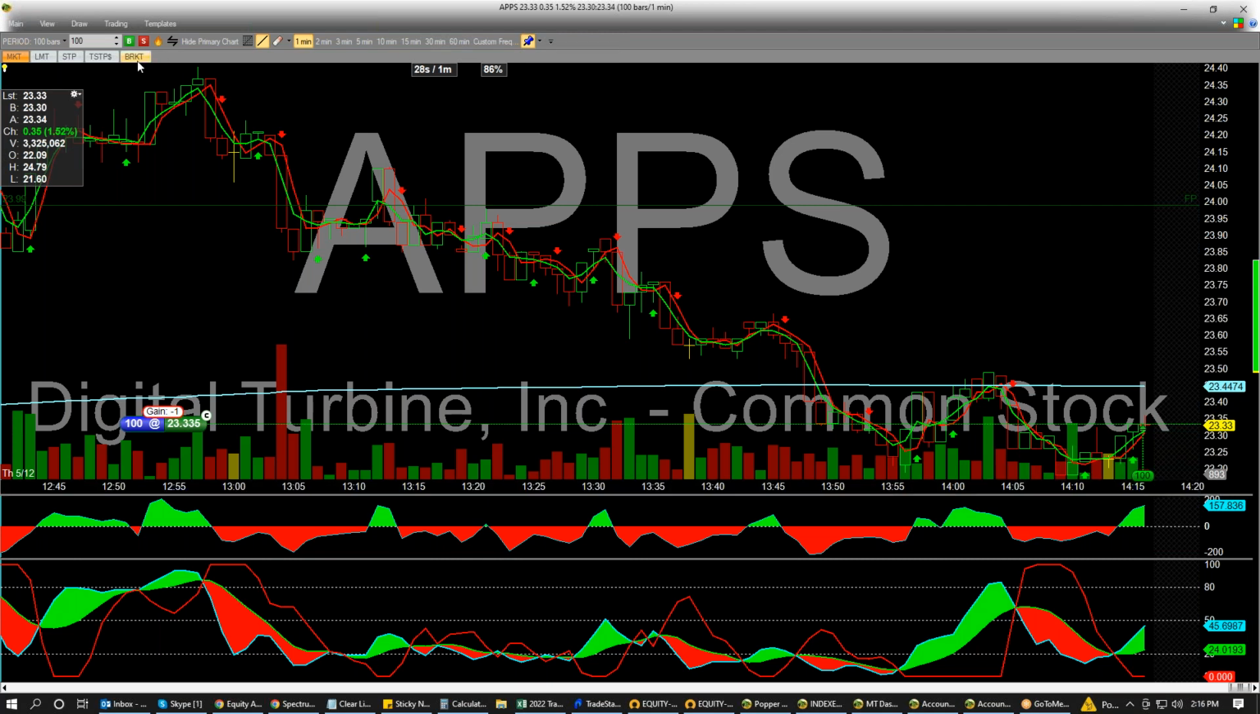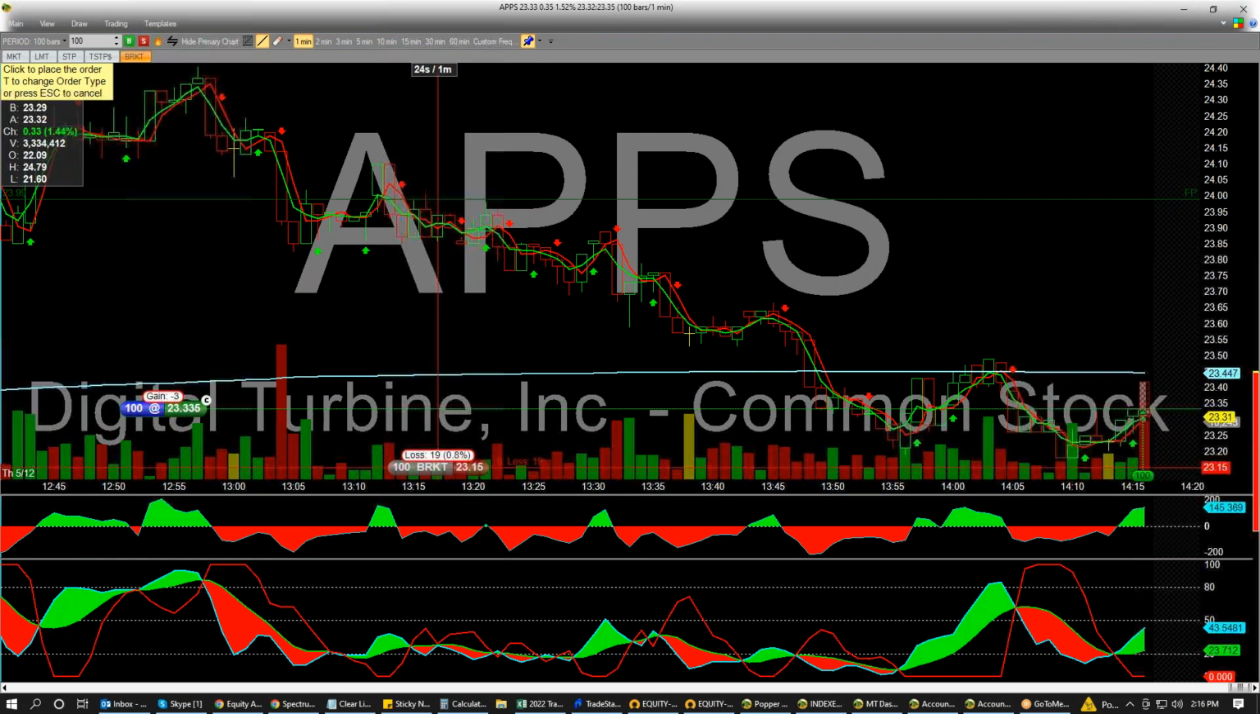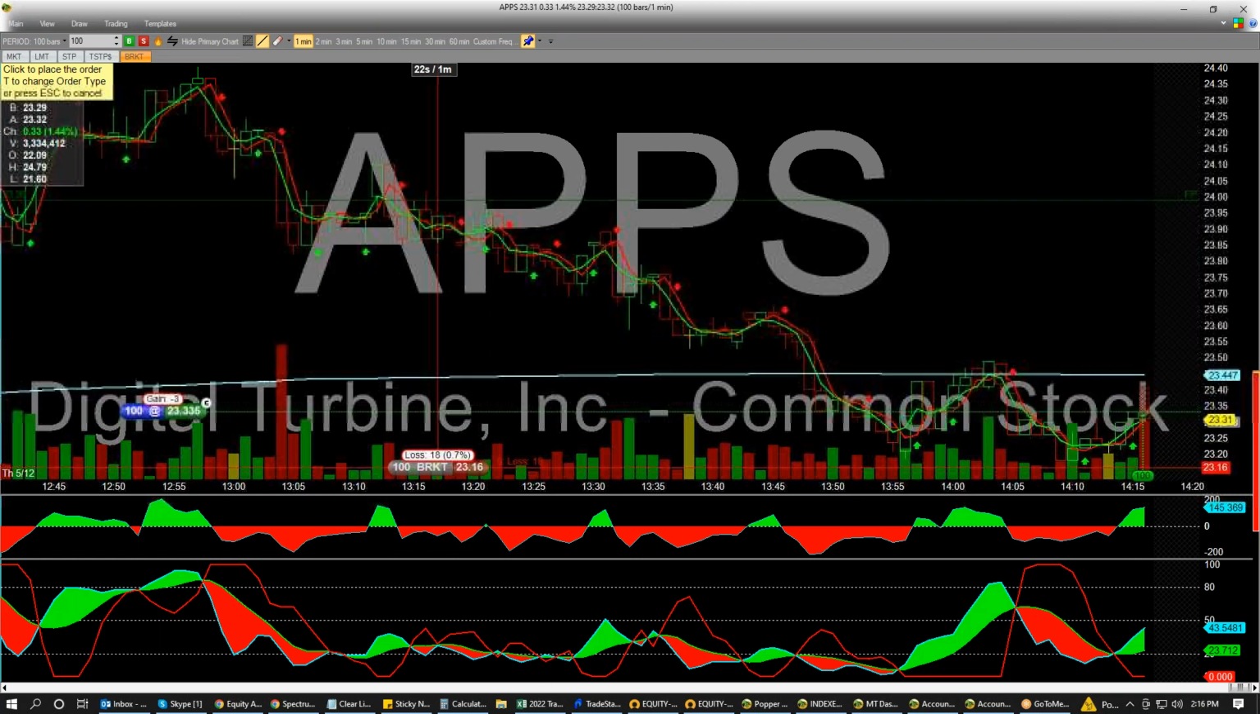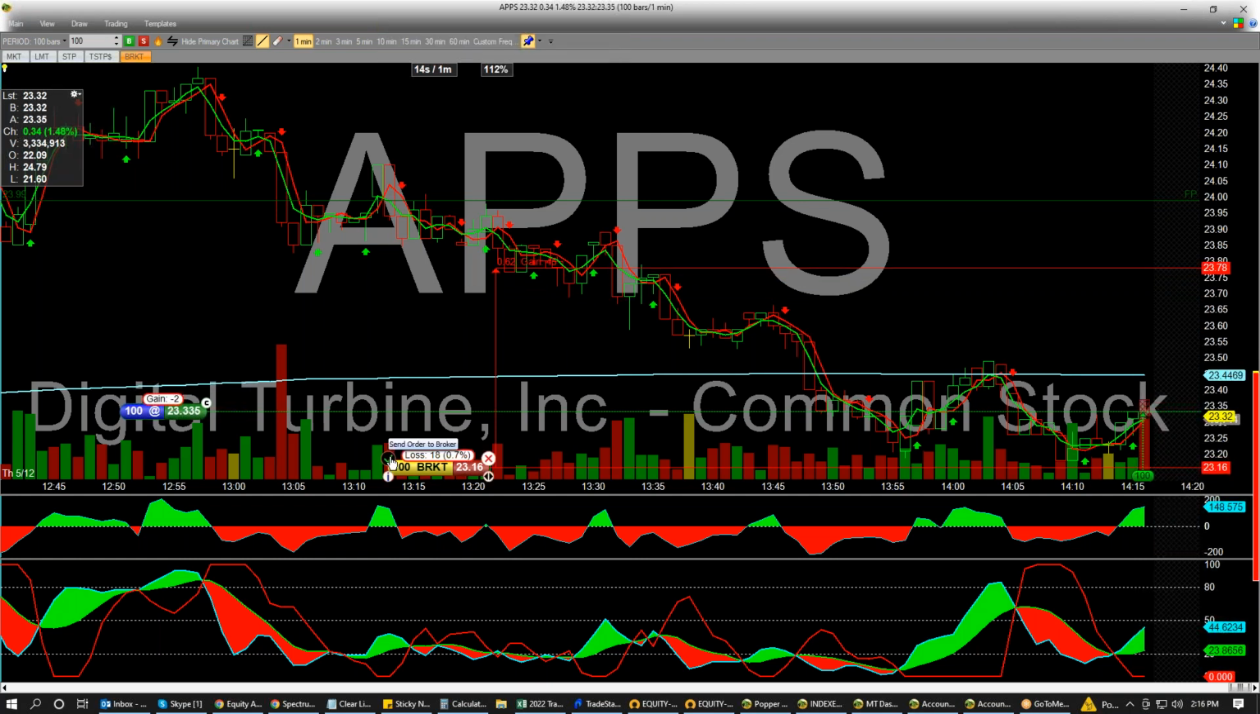Again, let me put my stop below the low. And if we break out, I have a limit up kind of where, before it gets to fib pivot.